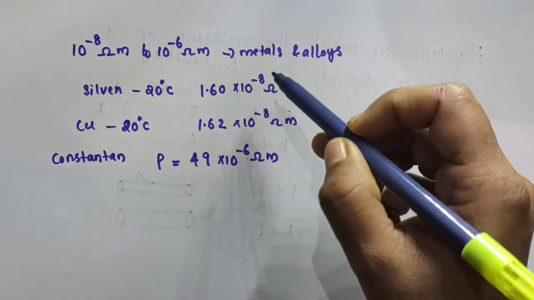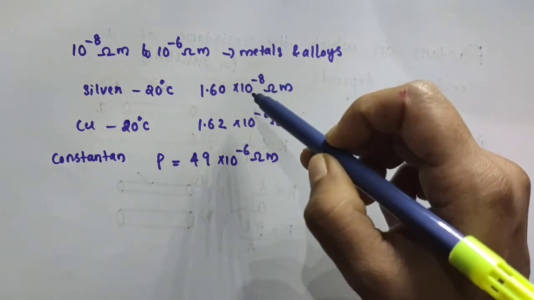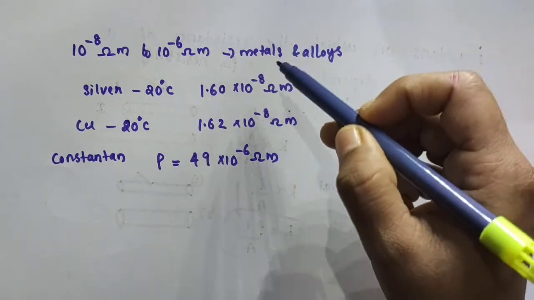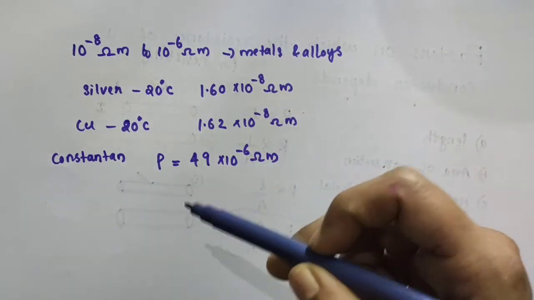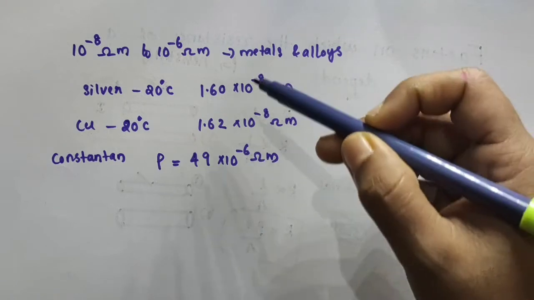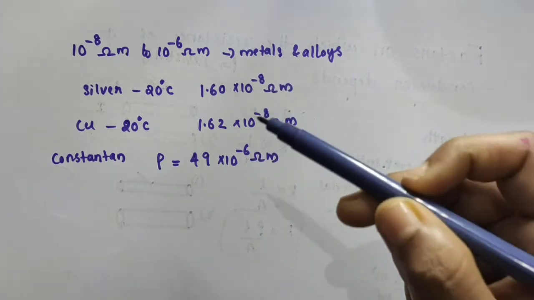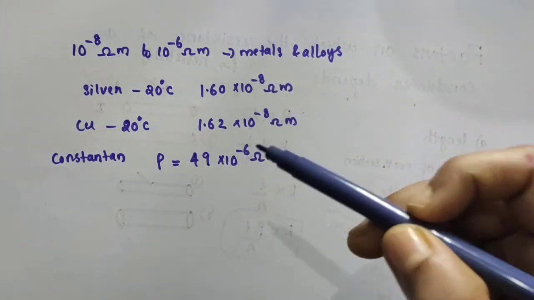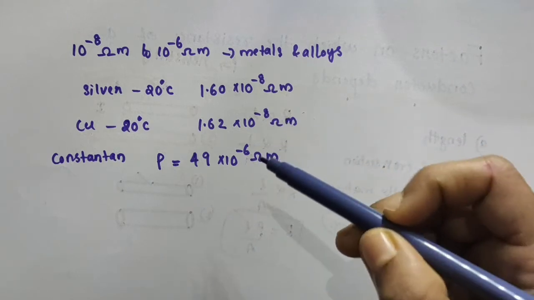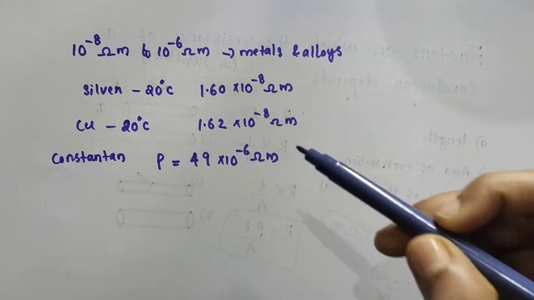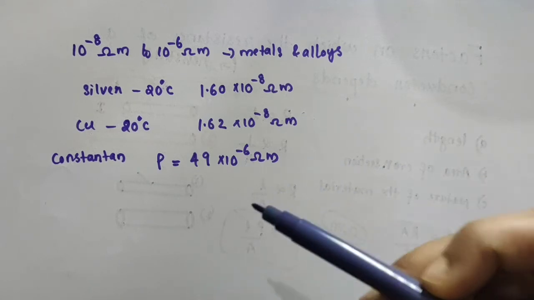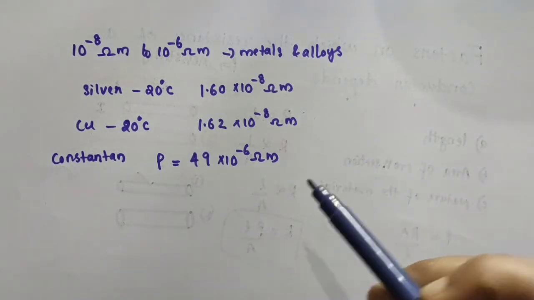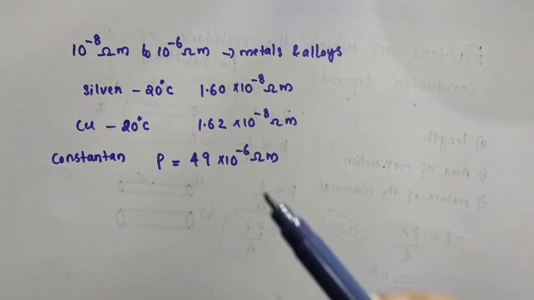So metals and alloys have very low resistivity. You see, 10 raised to a negative power here, 10 raised to minus 8, 10 raised to minus 6. Hence, they are good conductors of electricity. Resistivity for a material is a constant at a constant temperature, but resistivity varies with temperature. Both the resistance and resistivity of a material vary with the temperature, but at a constant temperature, we will get a constant value for the resistivity of a particular material.